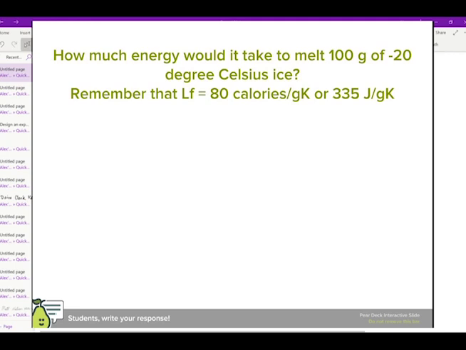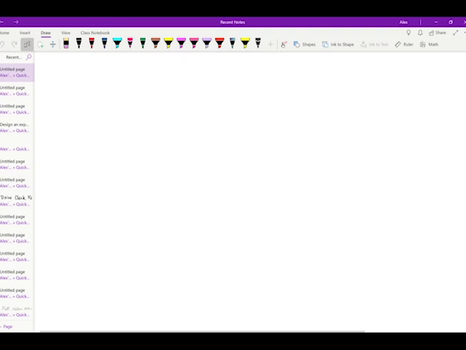So remember, that's 80 calories per gram, or 335 joules per gram. So if you've got 100 grams, it's got to first change 20 degrees using the MCAT equation, using the C for ice, which is 2 joules per gram Kelvin. Okay, and once you've got 100 grams of it up to 0, then if you're going to melt it, you've got to put 335 joules, or 80 calories per gram, to get it to liquid. Okay, so you're just going to add up those two heats. You've got the mc delta T and then just the m times L. So you just sum those up. Okay, so pause the video and give it a shot.